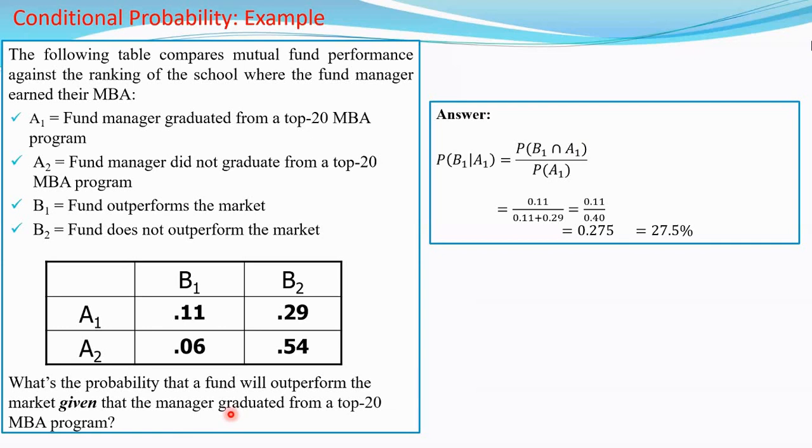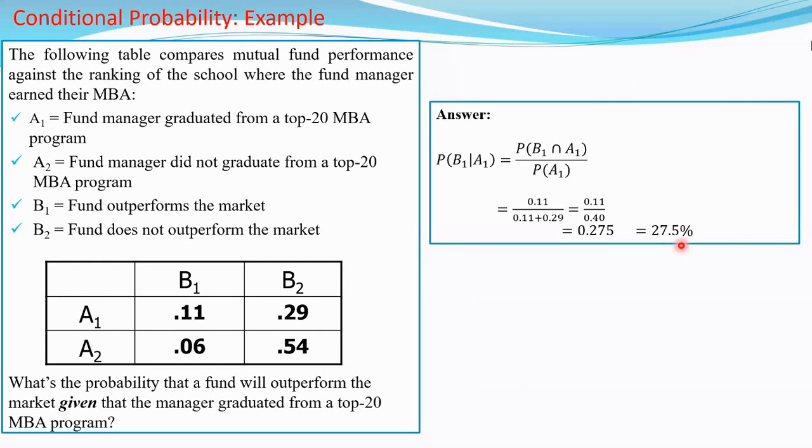Given that the manager graduated from the top 20, both of these are already graduated. For this, not outperforming also graduated. So this has occurred already. To find the probability that the fund manager graduated from the top 20, you have to add these two probabilities, either this one or this one. There is no condition for that one. So 0.11 plus 0.29 is 0.275 in the denominator.